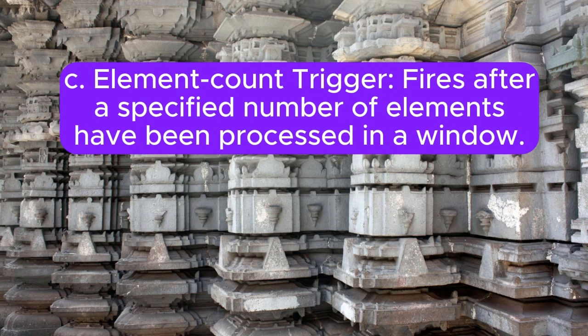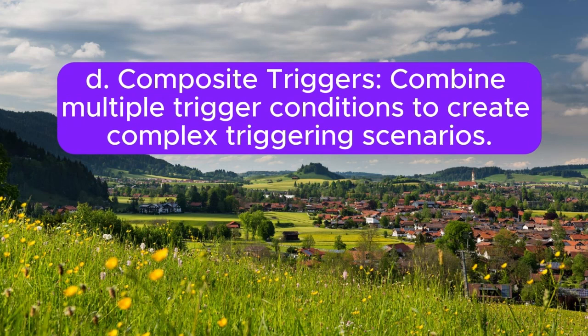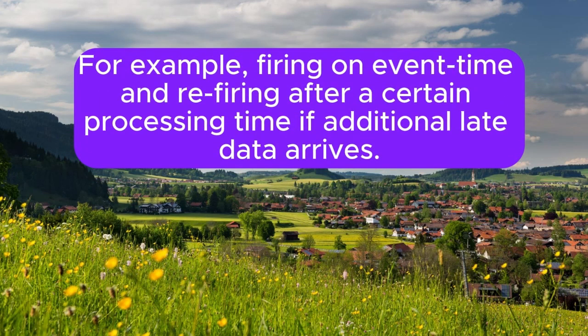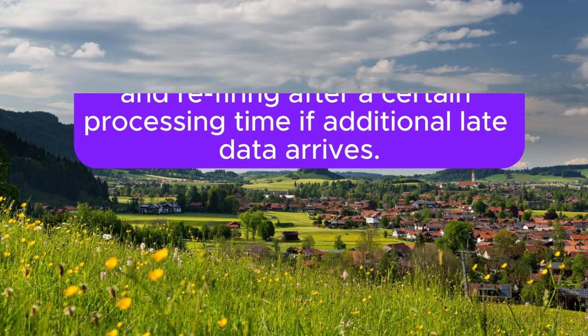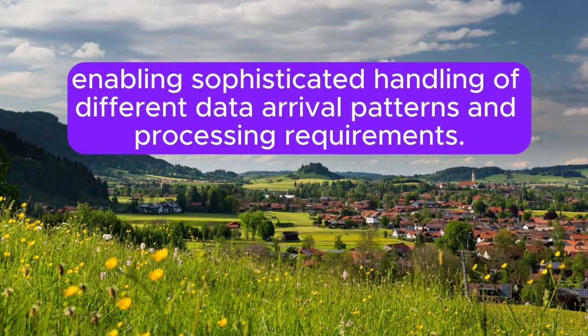C. Element count trigger, fires after a specified number of elements have been processed in a window. D. Composite triggers, combine multiple trigger conditions to create complex triggering scenarios. For example, firing on event time and re-firing after a certain processing time if additional late data arrives. Triggers provide flexibility in managing how and when results are output from a pipeline, enabling sophisticated handling of different data arrival patterns and processing requirements.